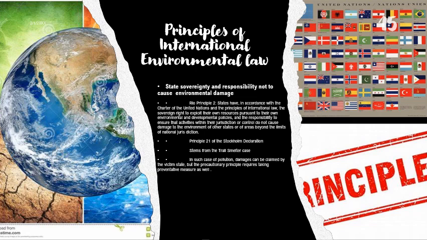And in such a case of pollution, damages can be claimed by the victim state, but the precautionary principle requires taking preventative measures as well. So this is saying that any state that causes environmental harm should take responsibility to remedy that harm. But most importantly, this principle is saying that we should prevent the harm from happening in the first place.